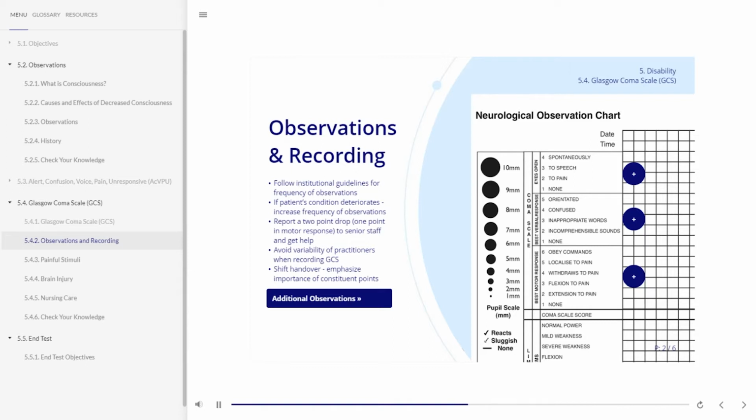To reduce discrepancies in interpretation, it is recommended that the same practitioner undertakes GCS observations for the duration of the shift. And when there is a handover of care, it is good practice to demonstrate how a score has been generated. Remember that the overall score conveys little meaning, and when communicating GCS scores, it is important to convey the constituent points. For example, eyes 2, voice 3, movement 4, rather than saying GCS is 9. Select each of the links to find out more.